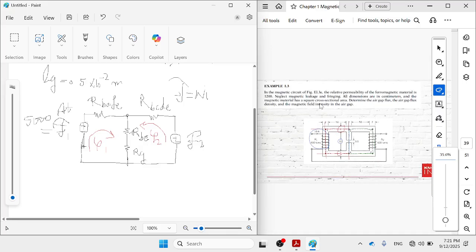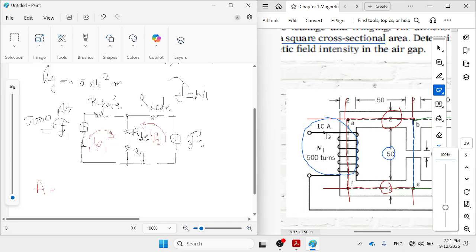Let me see, what is the question here? It says that the relative permeability is given as 1200. Neglect the leakage and fringing effect. All dimensions are in centimeter, and the magnetic material has a square cross-section. Oh, another thing: by this square cross-section I can understand A. What is the A value here?